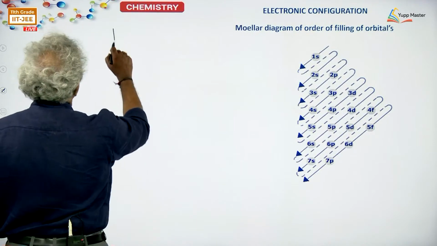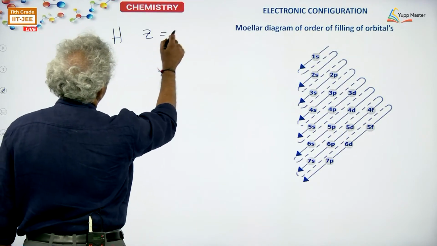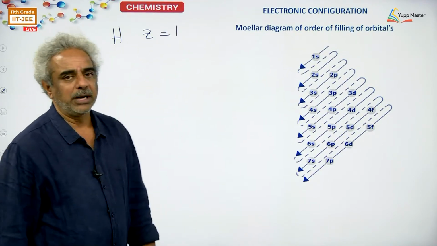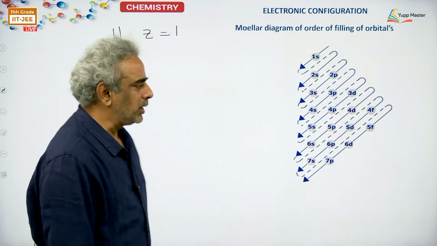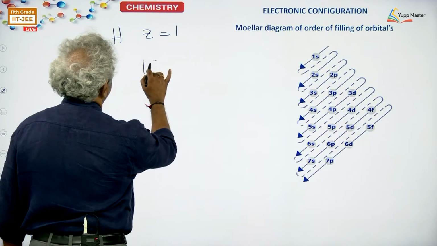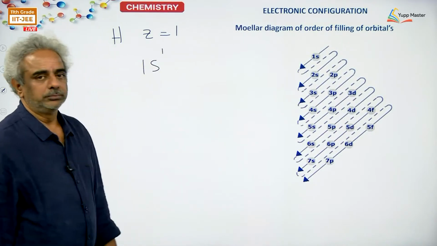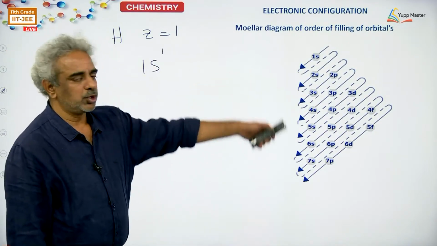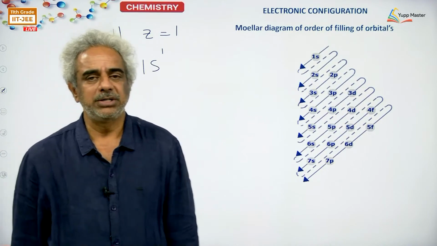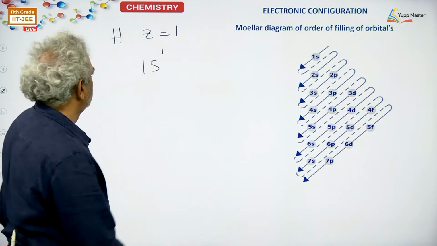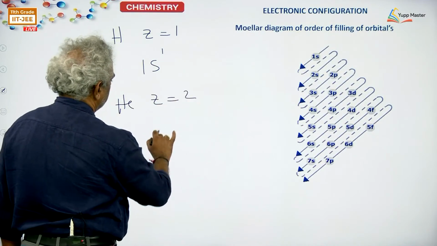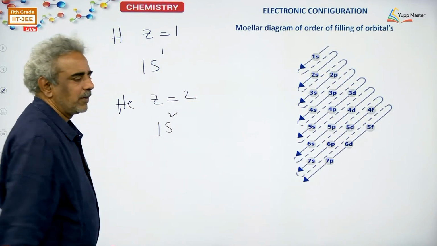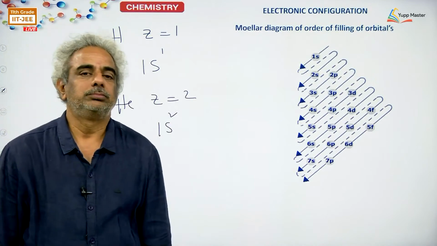Suppose I have a hydrogen atom. It has only one electron. Where should I keep that electron? In the ground state. What is the best possible state? 1s1. Because it should be kept in the least energetic state. Now helium, atomic number 2. So fill both electrons in s, 1s2.